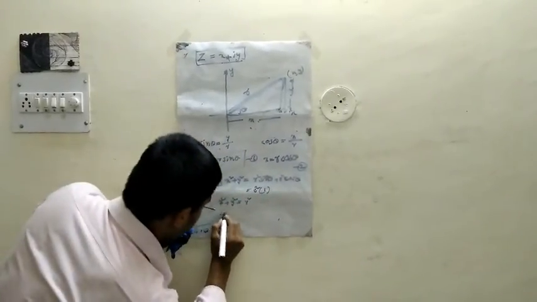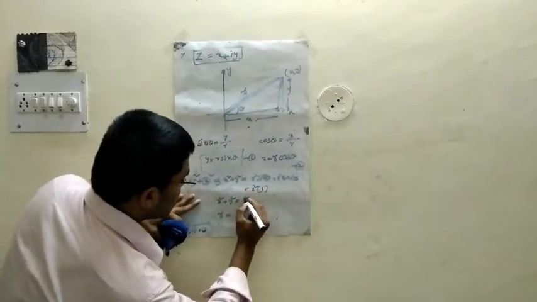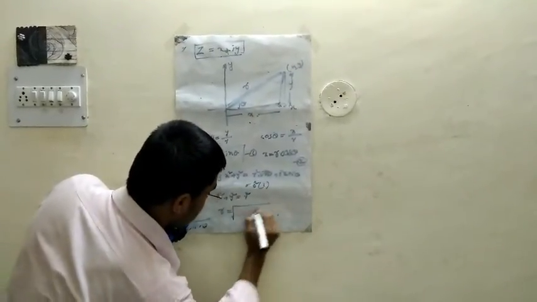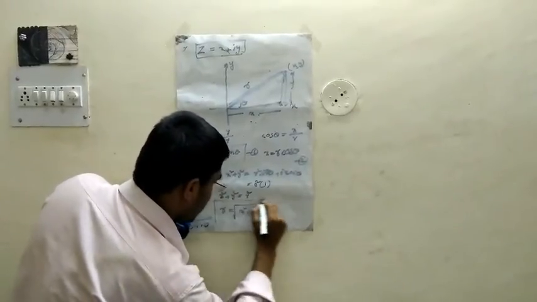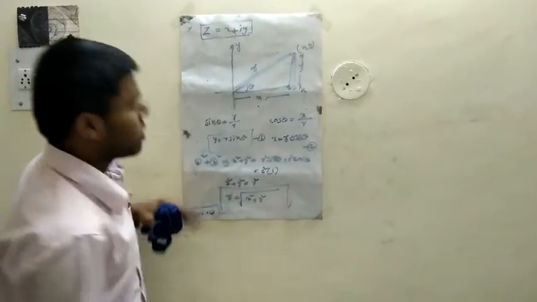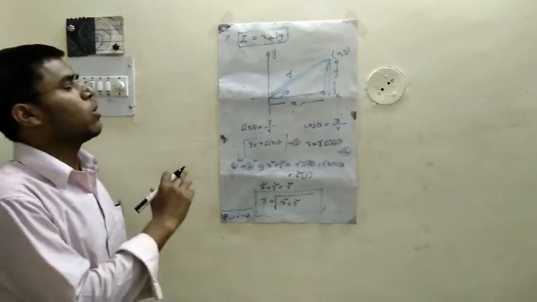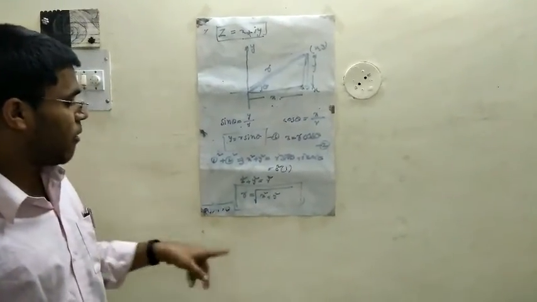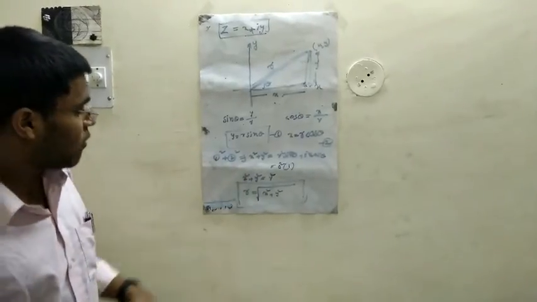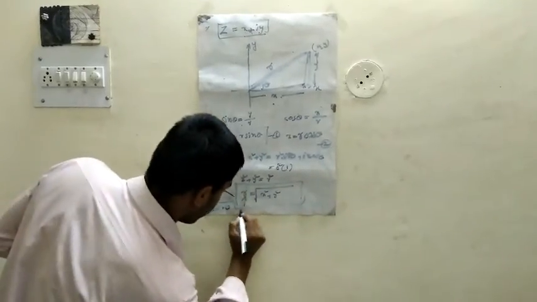And what is r? This is the square, so it comes under root: r equals root of x square plus y square. It is nothing but the magnitude of our complex number z equals x plus iy, where x and y are the coordinates in rectangular form, and r is in the polar form. This is our magnitude.